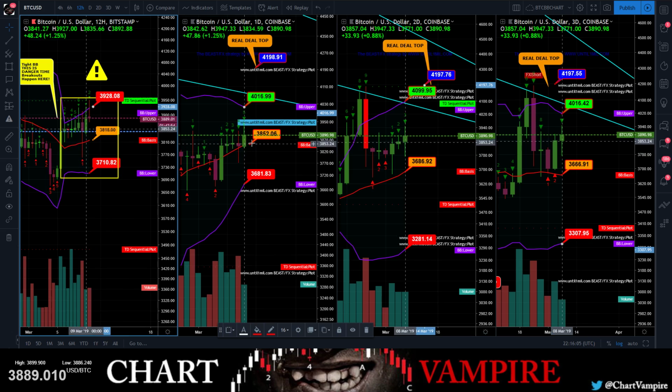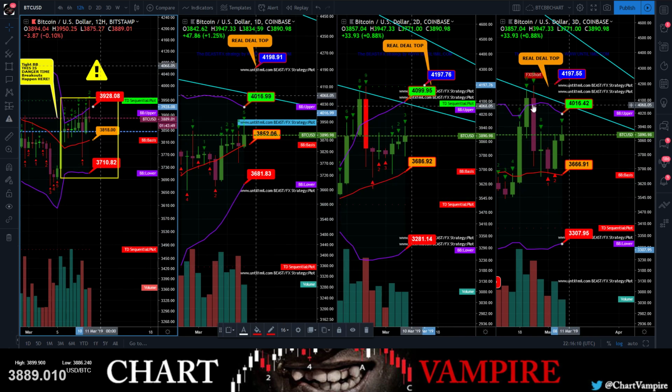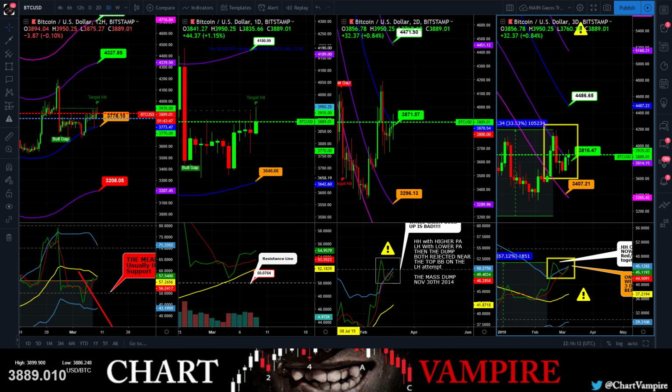There's the 3,800 Bollinger Band, 3,850. I don't see anything here. You still got the same topside resistance.